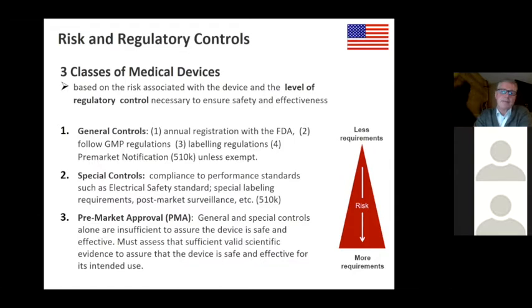And then lastly, this is the more complex submission that I discussed earlier. That's the pre-market approval. Those involve general and special controls. They come into play when general and special controls are not adequate to ensure that the device is safe and effective. And it's used to ensure that sufficient valid scientific evidence is assessed to prove that the device is safe and effective for its intended use.